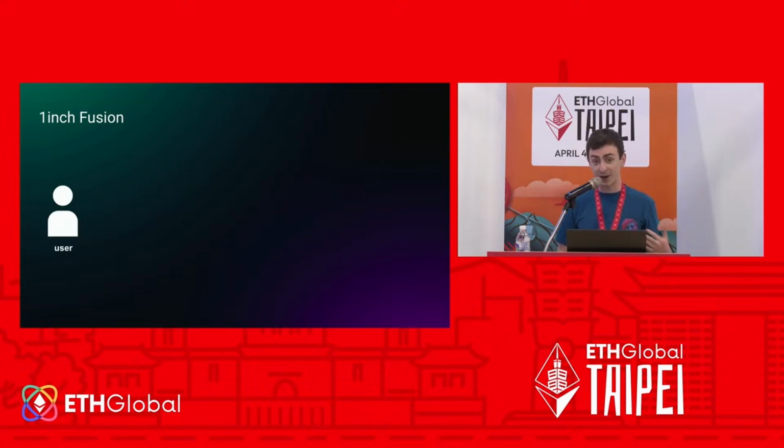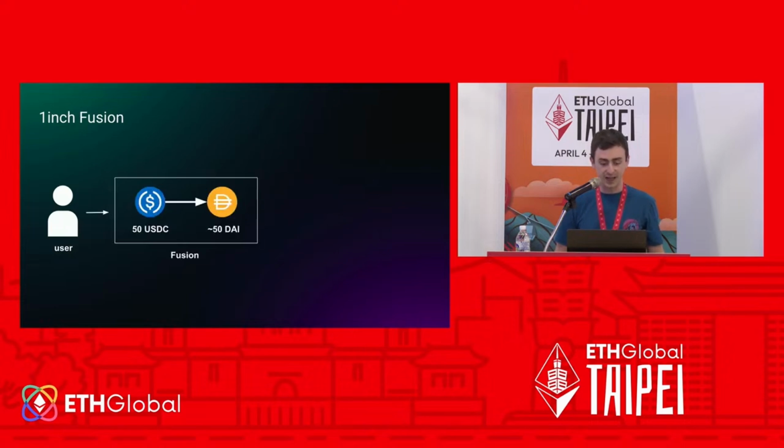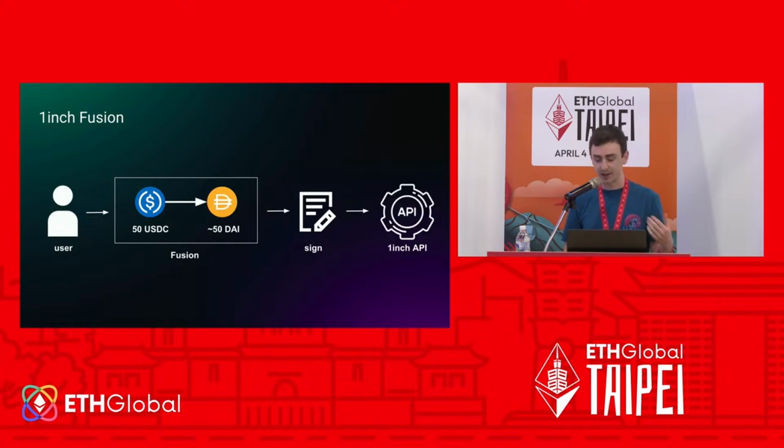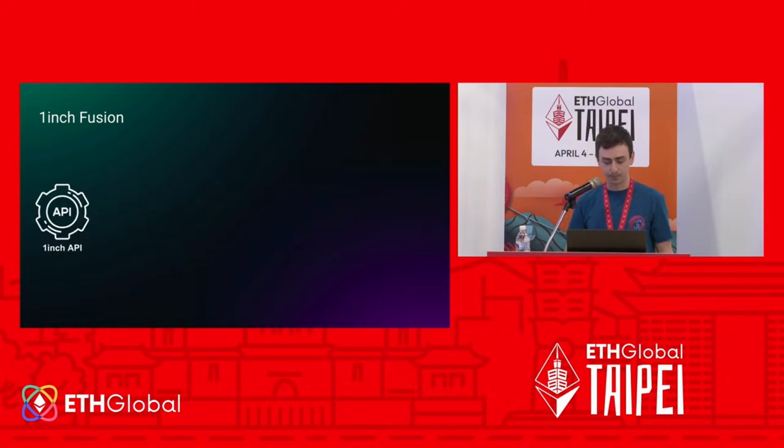So let's actually go through a diagram of what a swap on the Fusion system looks like. A user wants to take their USDC and trade it for DAI. The Fusion will estimate something around the output of USDC because it's a stablecoin swap after all. So they'll tell the user, you're going to get about 50 DAI for this trade. The user will then sign this transaction and send it off to the 1inch API.